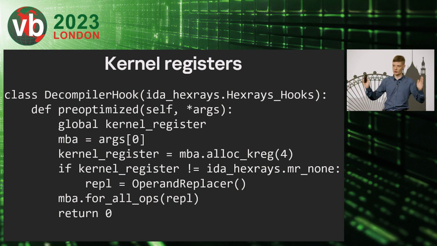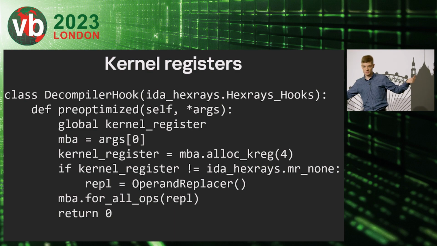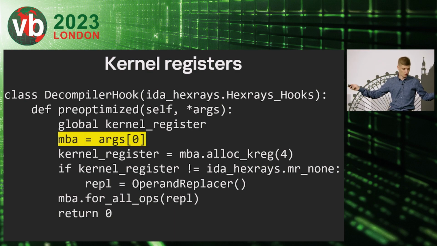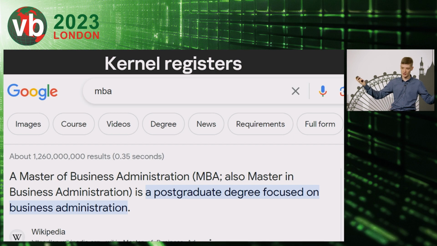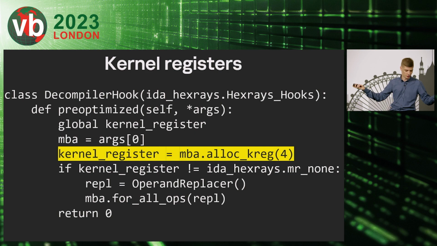So the first thing we need to do is register a so-called decompiler hook. It's very easy. It's just a function that gets invoked whenever we press F5. And now this function is on the screen. Let me explain what happens here. First of all, we take the first argument of the function and store it in a variable called mba. Now, if you Google MBA, you'll find Master of Business Administration, but it's not. MBA stands for micro block array. It's an object where the microcode is basically stored.